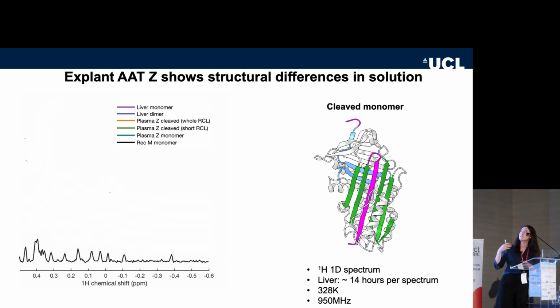And what's important to note is that the liver samples have nearly identical resonances between themselves, telling us that regardless of how many subunits are in these liver polymers, they're identical structures. And they closely overlap and overlay with the resonances of our plasma cleaved sample, just as we saw with our heat polymers in vitro.